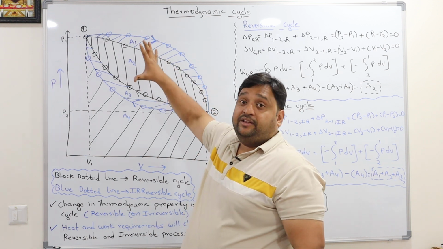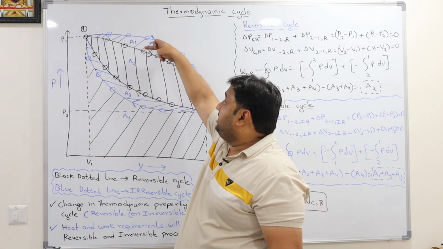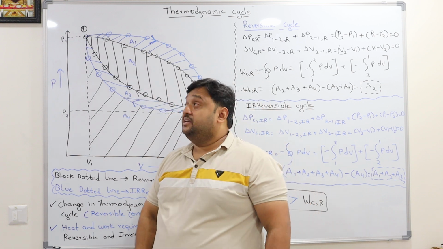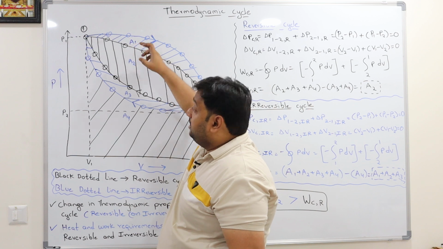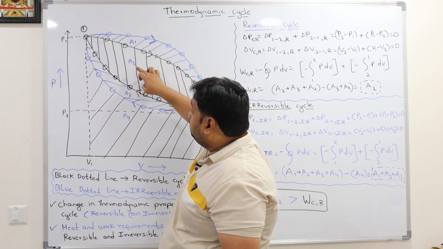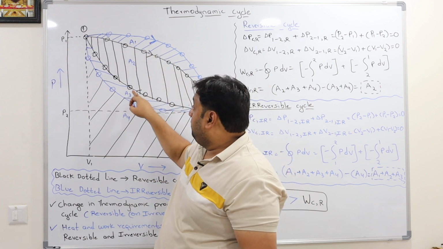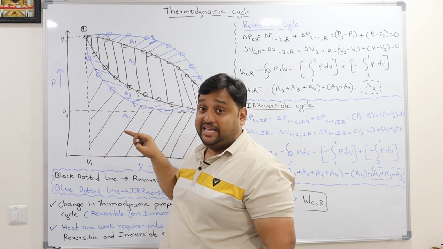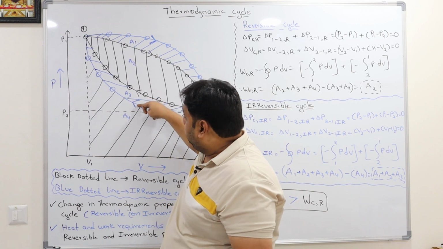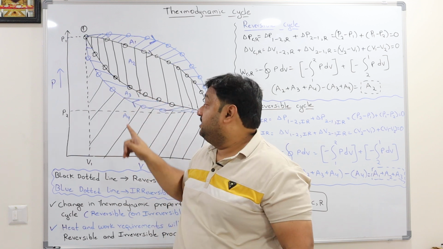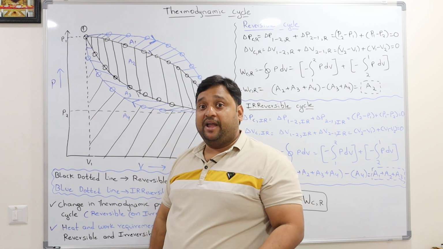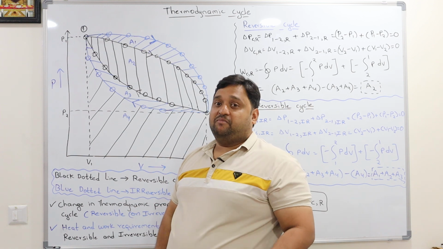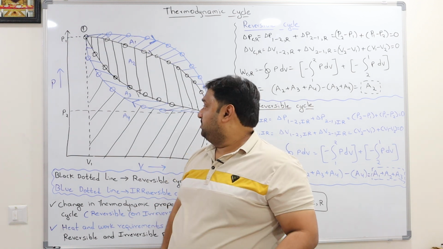After drawing the two cycles, I have designated different areas. The area between these two curves is A1. The area between these two black curves is A2. The area between this black and blue is A3. And the area under this blue, the entire area, is A4. These areas will help us to determine heat and work requirements, majorly work requirements.